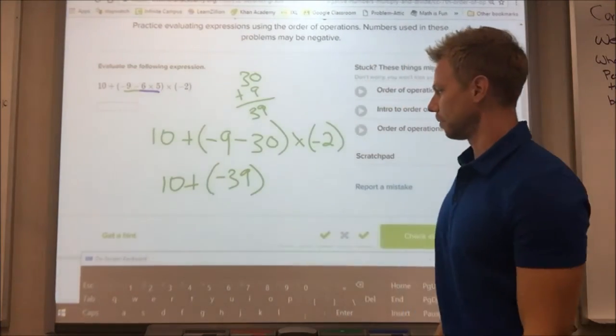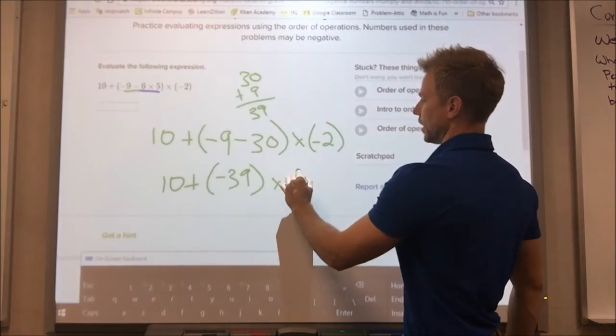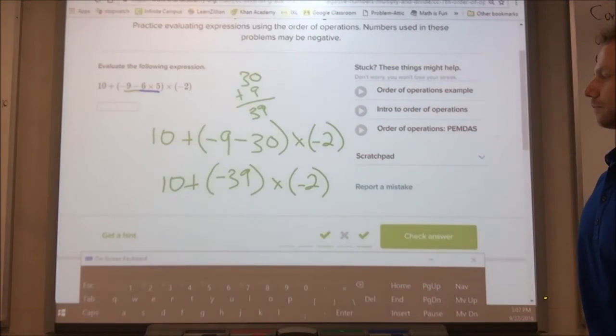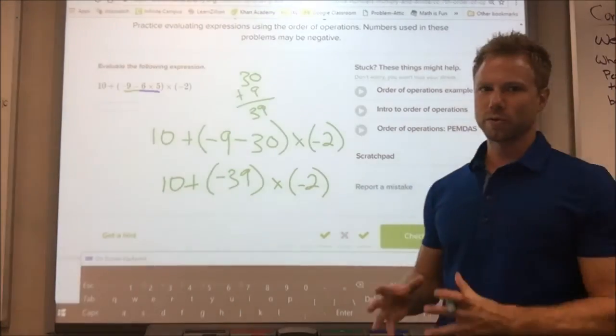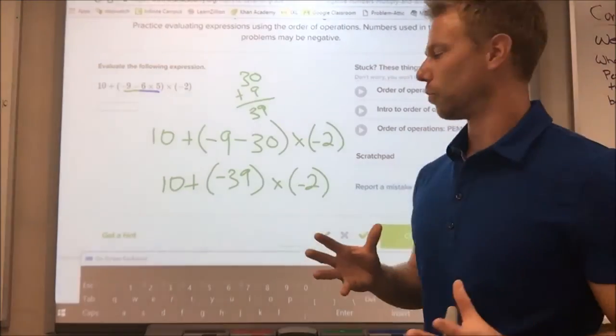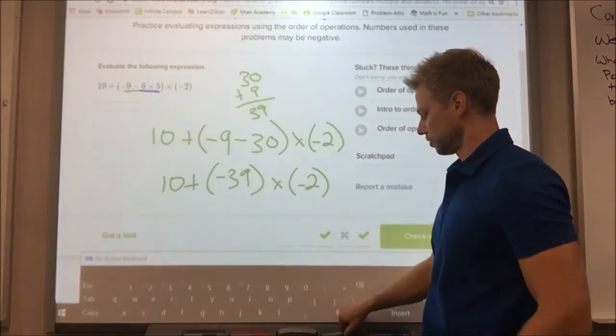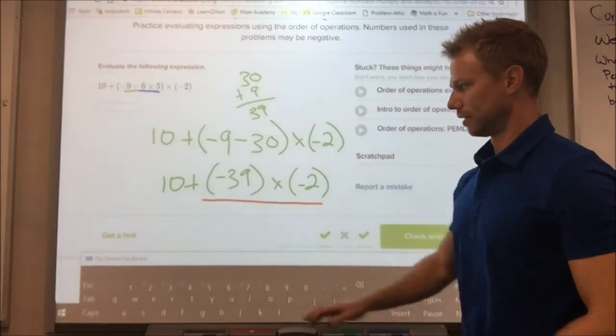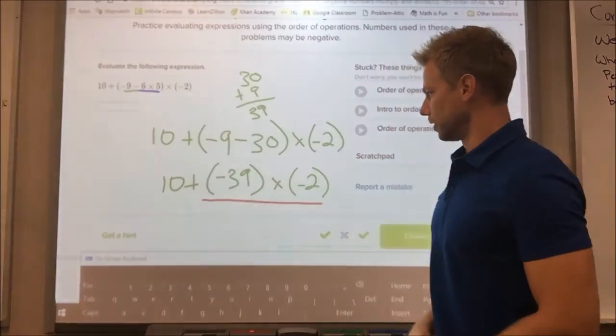I still have my 10 plus in front, and I still have my times negative 2 on the end. Okay? Then remember, we have to do multiplication and division before addition and subtraction. So next, I have to do those two, because I have to do multiplication before addition.